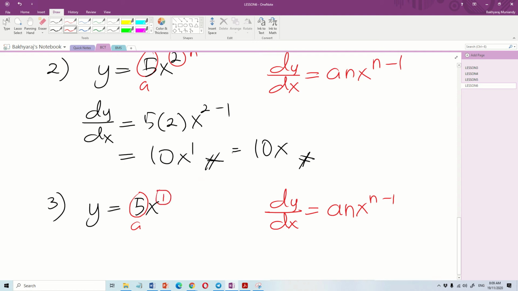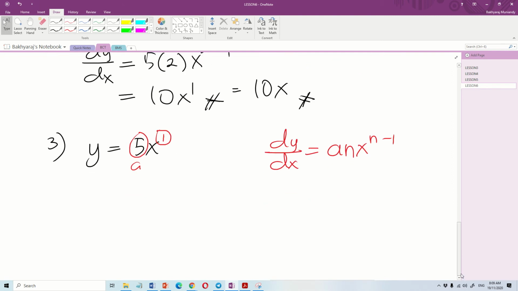So n ini tak nampak. So you must know when you have x, dia ialah power of 1. Ni you kena tahu benda ni. Okay, so once we know n is 1, then we can go straight to the answer. So dy/dx, yeah, just 5, right? Correct, you are right. Just 5.